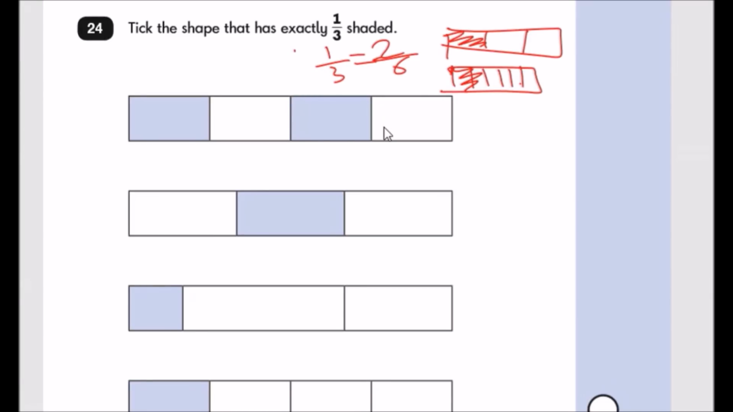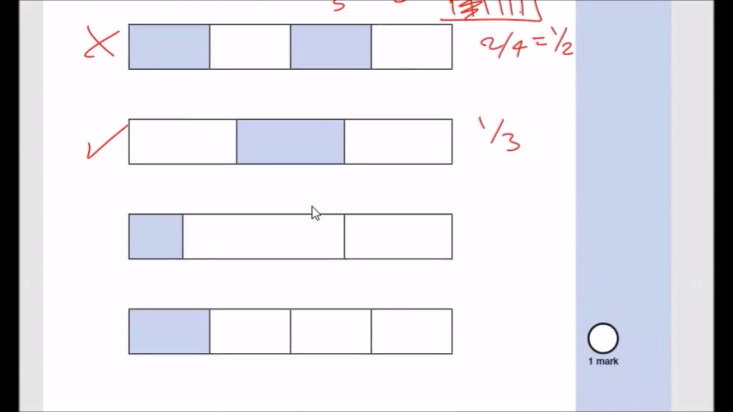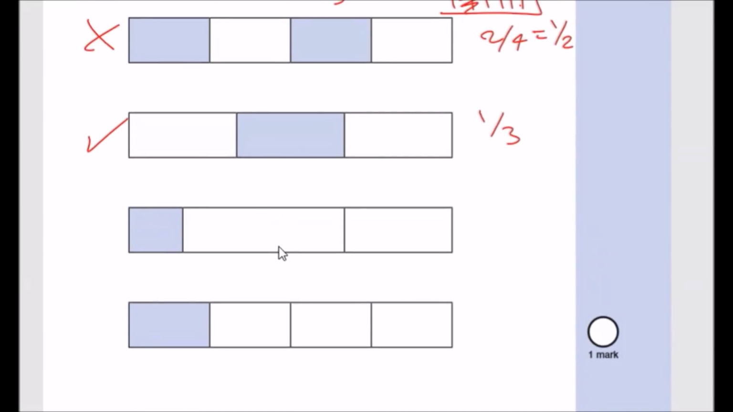So let's look at each shape. This one has 2 parts shaded out of 4, 2/4. That's the same as 1/2. So nope. This one has 1 part shaded out of 3, so it's 1/3. So yes. Next one has 1 part shaded, but it doesn't look evenly divided, does it? So this is false because it has to be evenly divided. This one has 1 part out of 4 parts shaded, so this is false. So the only answer is that one.